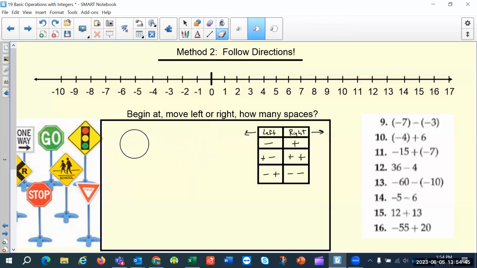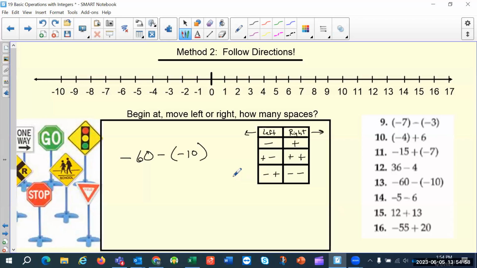All right. Good. Now remember, you can write your own number line anytime you want to help solve this kind of stuff. Negative 60 minus negative 10. Okay, let's think our way through it. We're starting way off the number line at negative 60. That's where we're starting. We are going minus a negative. Minus a negative is the same thing as plus a positive. So minus a negative becomes plus positive 10.